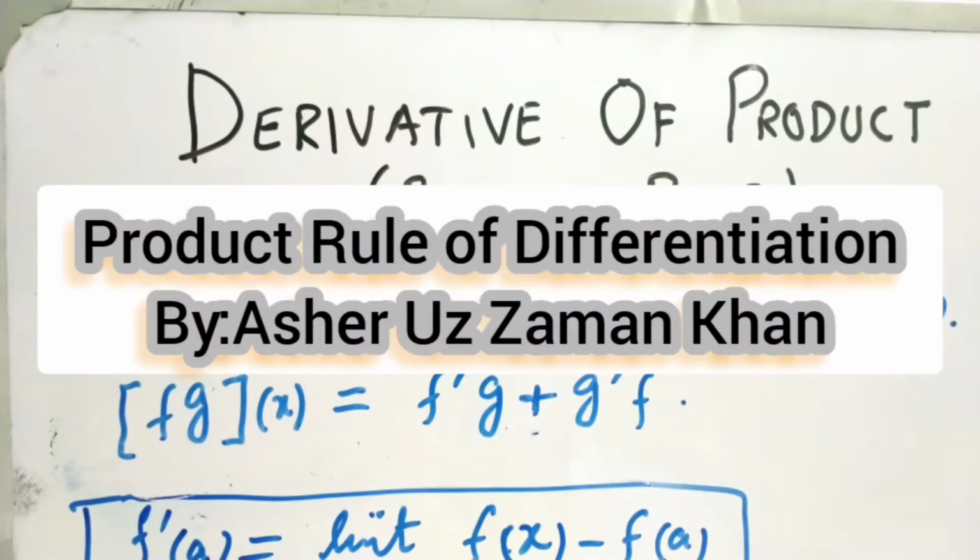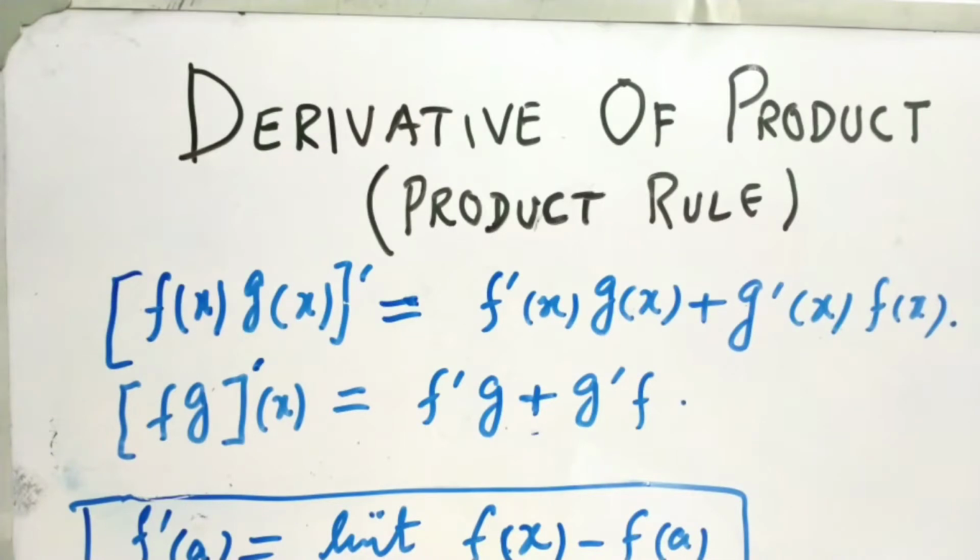So we have today's topic, that is the derivative of the product of two functions, or the product rule of two functions. So if we have two functions, f of x and g of x, we can find out the derivative of that product.